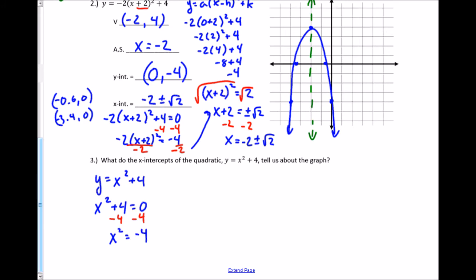x squared equals a negative 4. I take the square root of each side. Remember, when I take the square root, I have to do plus or minus. And now the square root of a negative 4, the square root of 4 is 2. The square root of a negative is i. So I get two imaginary numbers here. And the point here is to remind us that if we get imaginary solutions, this graph is not going to cross the x-axis. This one does not cross the x-axis.